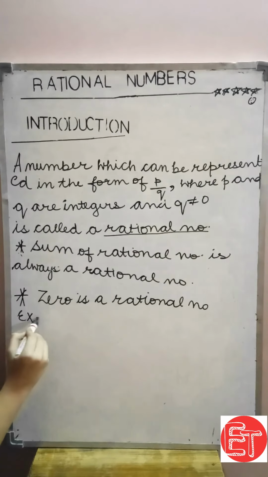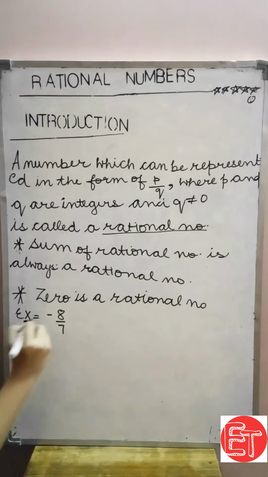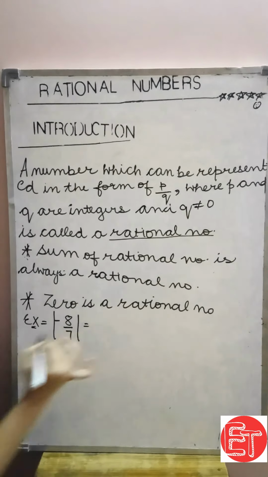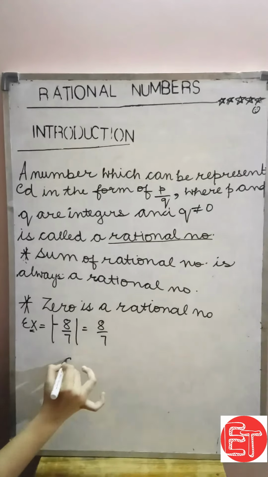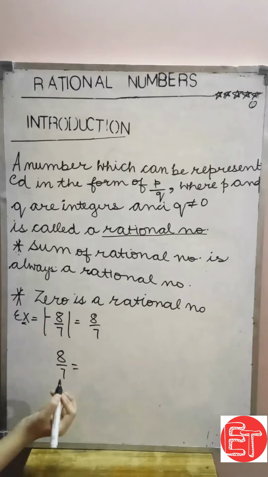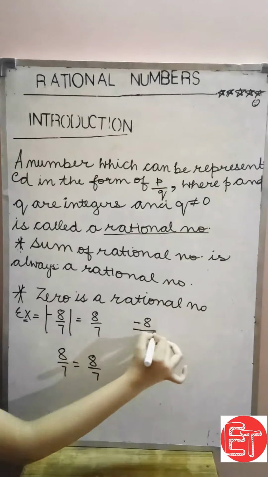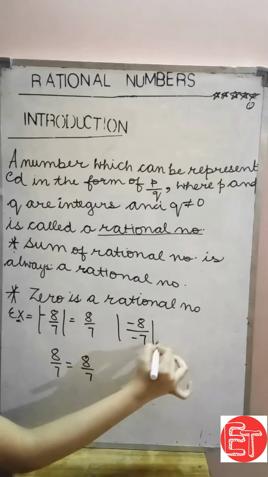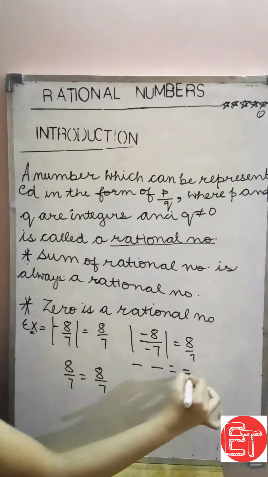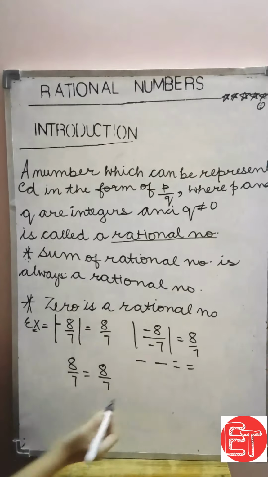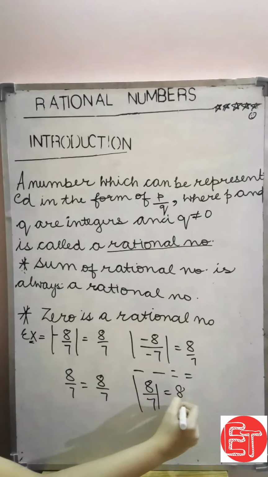How? Let's understand this with the help of an example. Like our example is minus 8 upon 7. So, what will be our answer? 8 upon 7. Okay. Next, 8 upon 7. What is the answer? Again 8 upon 7. Now, minus 8 upon minus 7. What will be answer? 8 upon 7. Why? Because minus and minus is equal to plus. Okay. And then again, let's take an example. 8 upon 7 will also give us 8 upon 7.